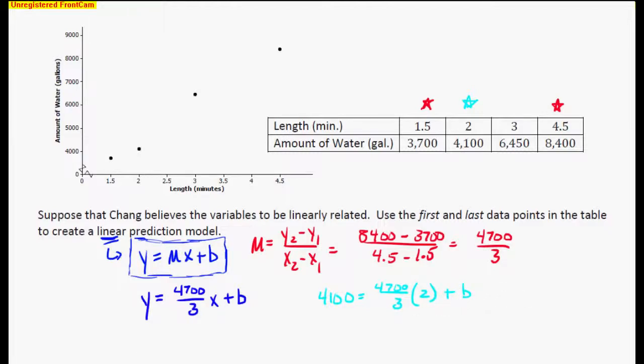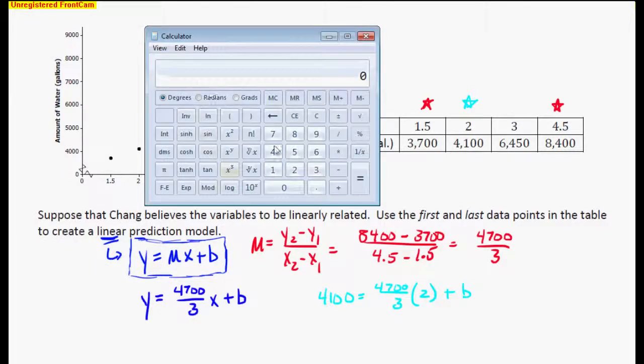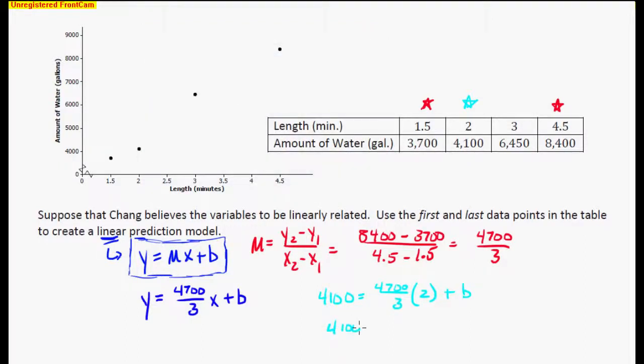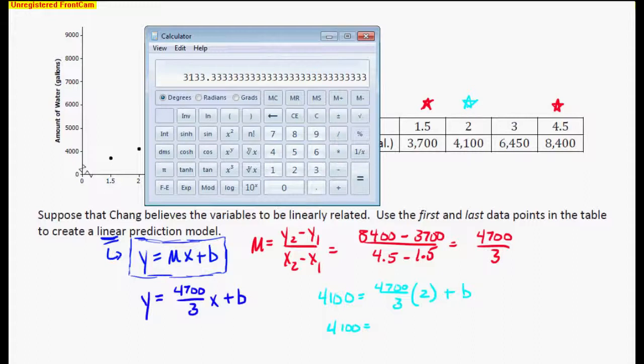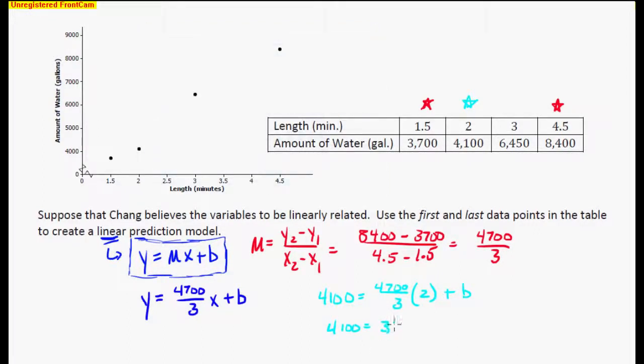All right, so I'm going to bring up my calculator again so I can do that. I'm going to take 4,700 times 2 equals that, and then I'm going to divide that by 3. And again, that doesn't come out very even. All right, so I'm going to get 4,100 equals 3133, and I'm just going to go to the 10th here because that is not going to stop. That's a repeating decimal there. All right, and then I'm going to take away this on both the sides.